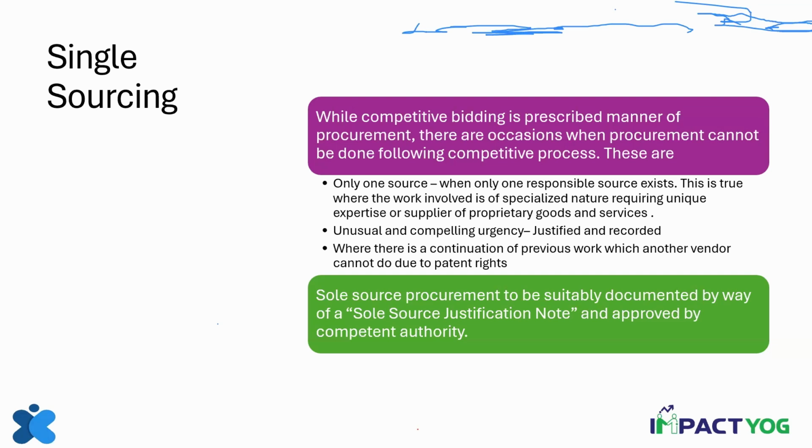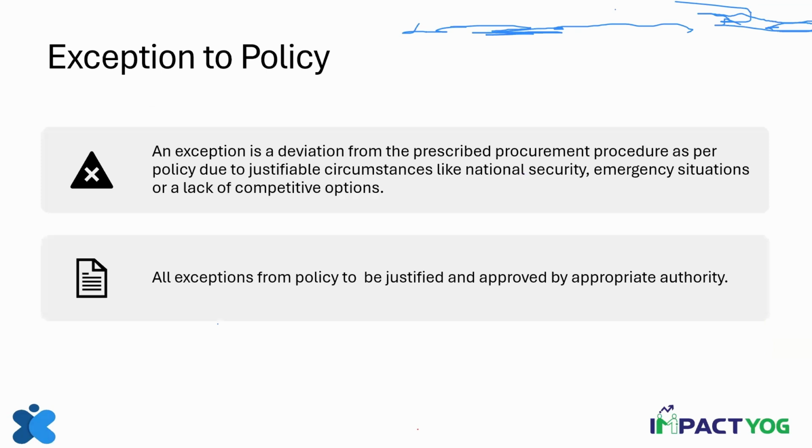Now, please remember, single source procurement does not allow for competition. So this is the big disadvantage. But when it happens is something that your procurement policy will also say. Now, exception to policy is different from sole source. Exception to policy is when, because of certain requirements, whatever policy you have decided, you want to make an exception. You don't want to follow that particular policy. There is a deviation from the prescribed.